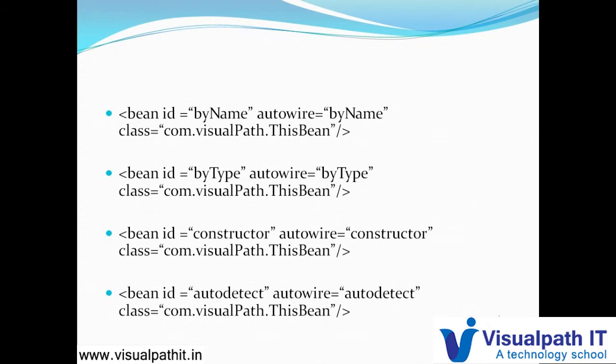Next is autodetect. Here it is used either as constructor or byType autowiring. By default, if a default constructor is found, that will be the type of autowiring used. Otherwise, byType will be applied. If it is automatically able to detect, that will be used. Otherwise, byType will be used, that is, of that particular bean property type. Otherwise, a fatal exception will be thrown.